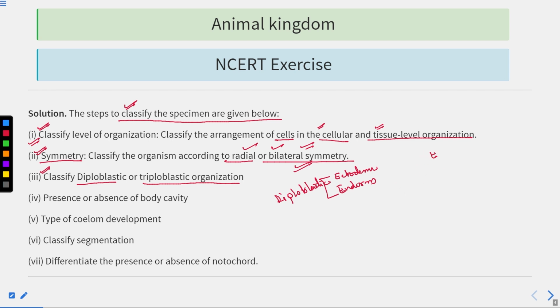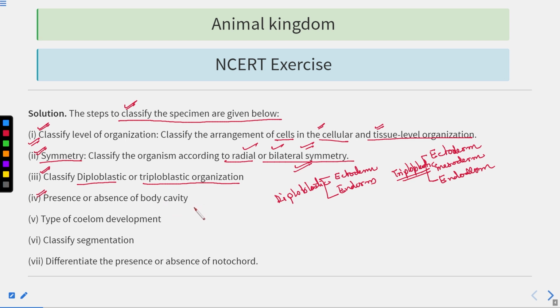So in that they have ectoderm, mesoderm and endoderm. So this is the triploblastic. Okay, now the presence or absence of body cavity, this is very, very important.